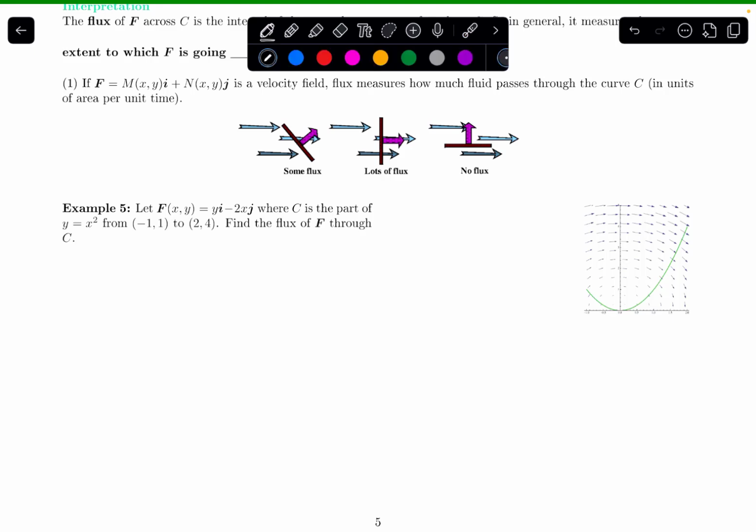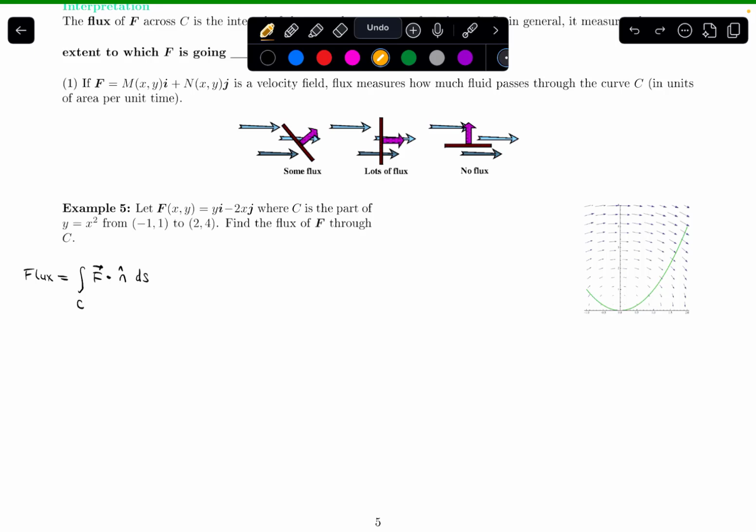All right, so for the flux, let's recall the formula. Because it's across the curve, I do a line integral over the curve of my vector field dotted with that unit normal vector, ds. So we're going to need to find this unit normal vector.